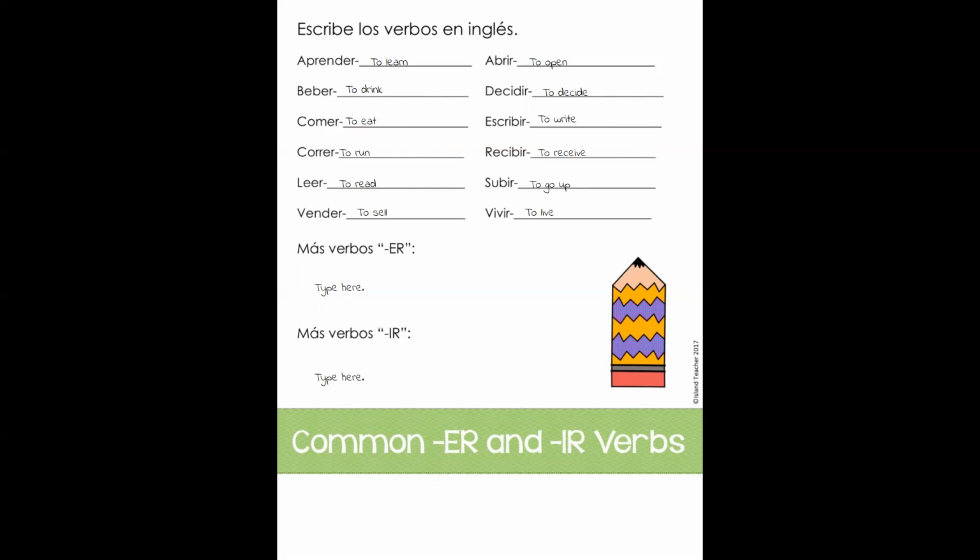Then the ir verbs. Abrir, to open. Decidir, to decide. Escribir, to write. Recibir, to receive. Subir, to go up or climb. Vivir, to live.